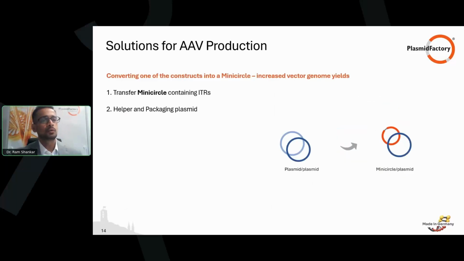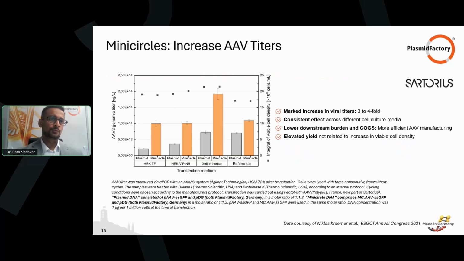All right. So we saw first how we can shift from a 3-plasmid to a 2-plasmid system. So what if we could take just one of these molecules from a 2-plasmid system and convert it into a minicircle? In this case, just the transfer construct has been converted into its minicircle counterpart, flanked by the ITRs, whereas the helper and packaging construct remains as a plasmid.